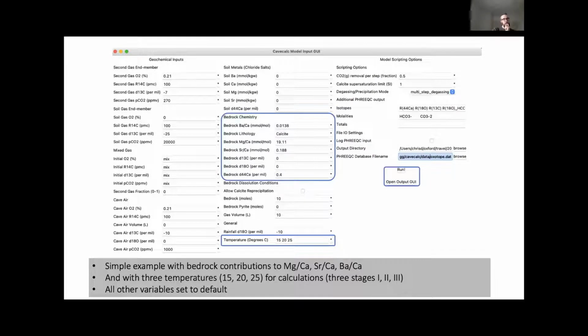So this is basically just showing you a simple example of using cave-calc. In this case, the only parameters that we have entered into the cave-calc input graphical user interface are some values for the bedrock barium calcium, the bedrock magnesium calcium, and the bedrock strontium calcium. Also the bedrock calcium isotopes. And then we've simply also entered 3 temperature values. And as a result of that, when we press run, essentially it's going to produce 3 models of the whole system from right up in the soil zone all the way down to the cave system. And it will provide us with 3 sets of model output for those 3 temperatures.